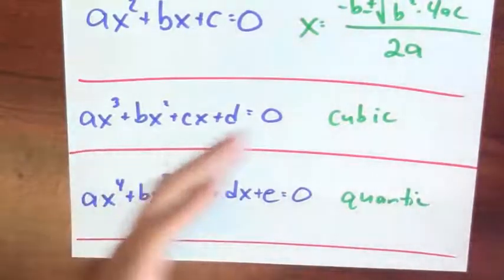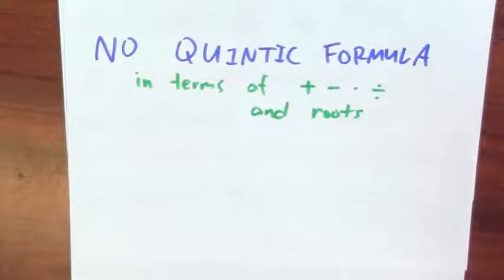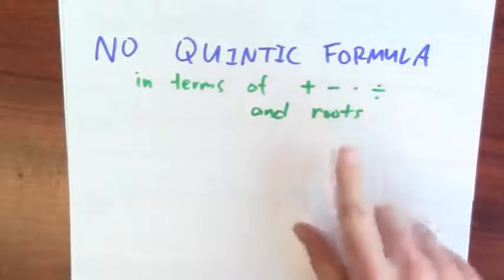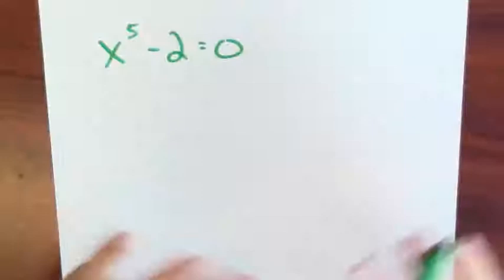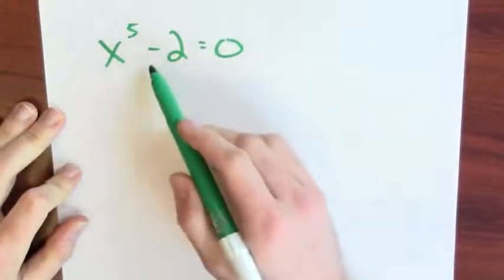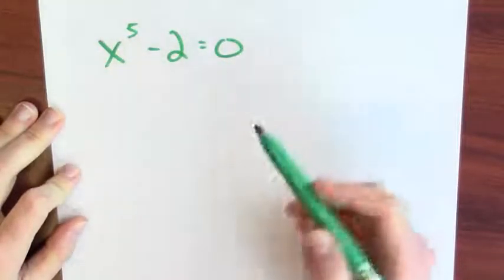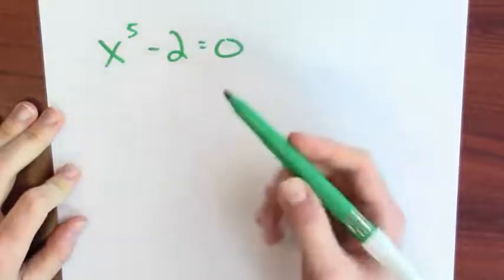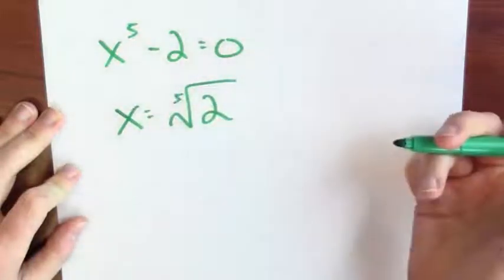The bad news is that here I'm trying to solve a quintic, and there is no quintic formula in terms of the usual arithmetic operations, plus, minus, times, and divides, and taking roots. Of course, some quintics can be solved. I mean, it's true, right? If I'd instead been trying to find a solution to this equation, x to the fifth minus 2 equals 0, I'm looking for some value of x, take its fifth power and subtract 2, I get 0. Yes, I could solve this quintic, right? I mean, a solution is the fifth root of 2.